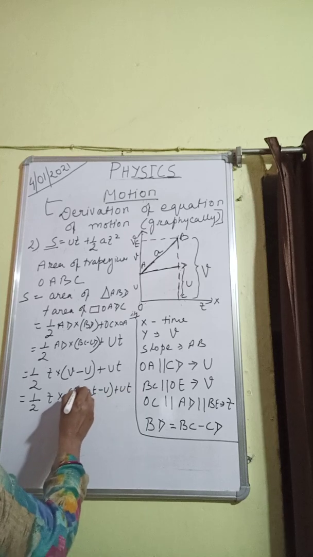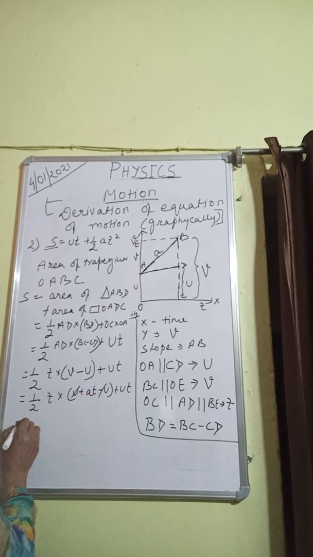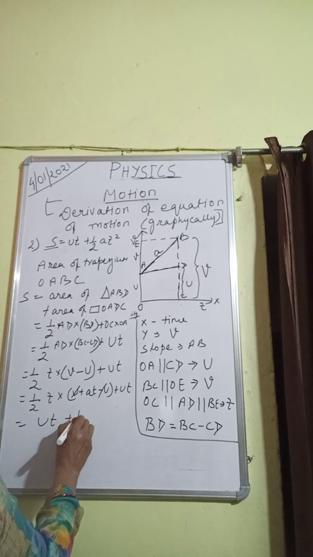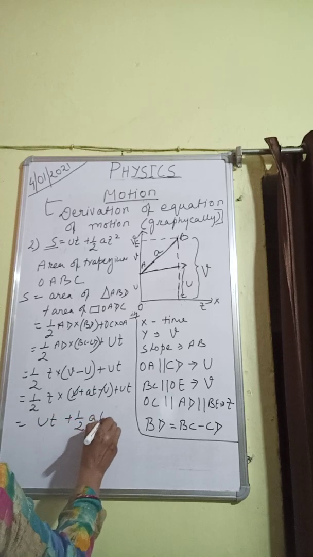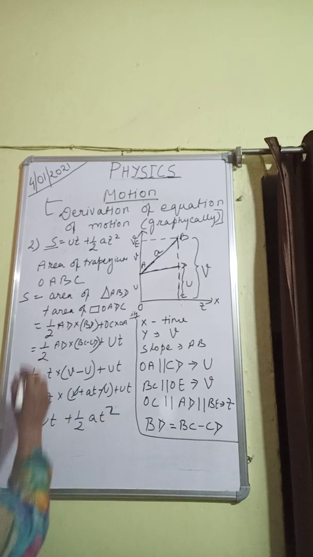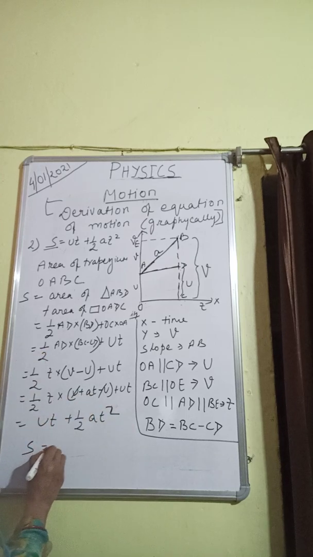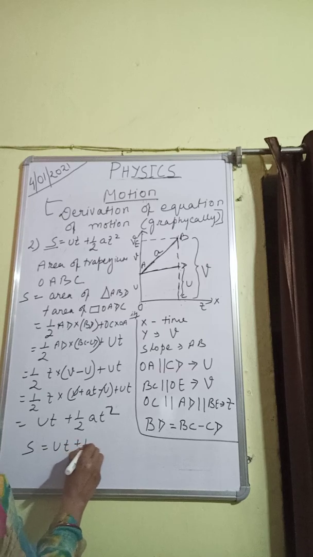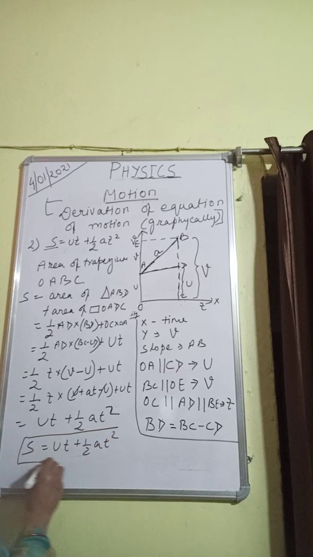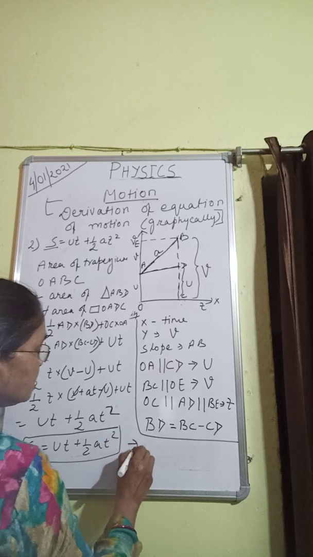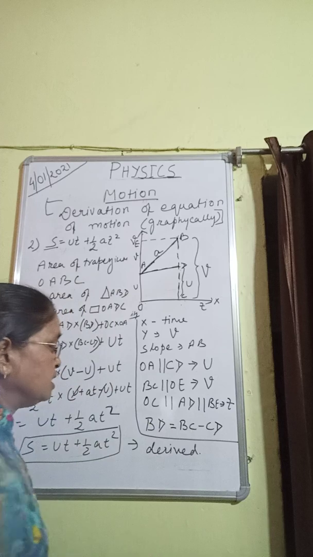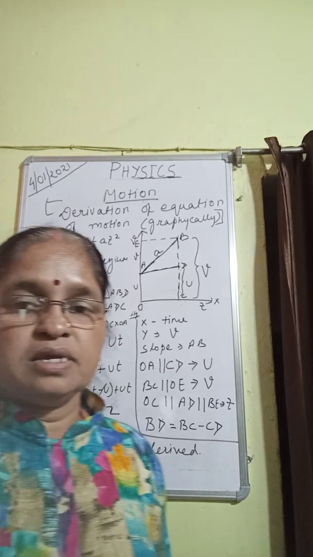This U and U cancel. So here we can write this as UT plus half AT into T, that is, AT square. So we have got S is equal to UT plus half AT square. So your second equation of motion is derived graphically.